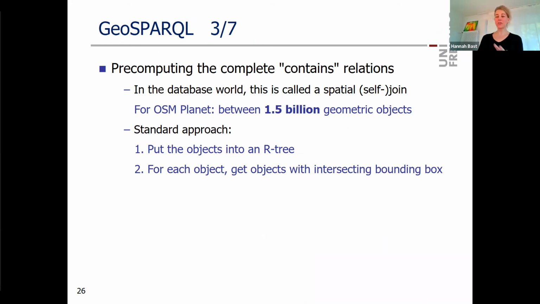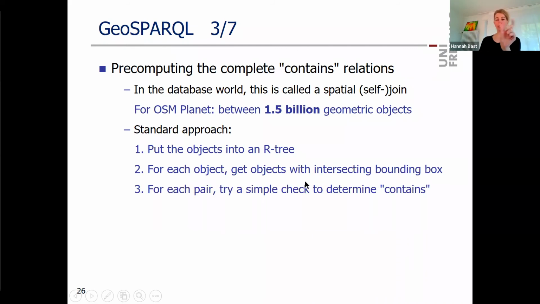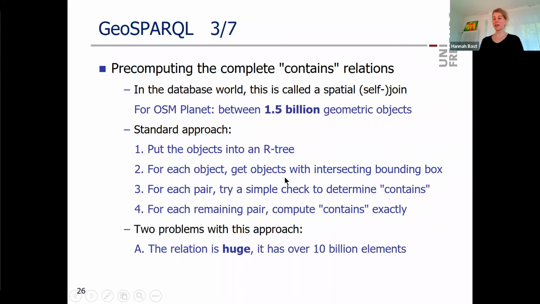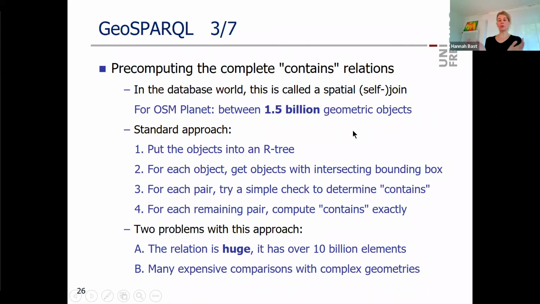So first, for each object, the spatial data structure gives you all objects which are at least in principle in the vicinity, intersecting bounding box. Then for each pair, try a simple check and then do the real check. The problem is it's just so many checks you have to do, and they are very expensive. If you compare, for example, to the border of Germany, it has like 100,000 points. It's a very, very complex object, almost fractal.